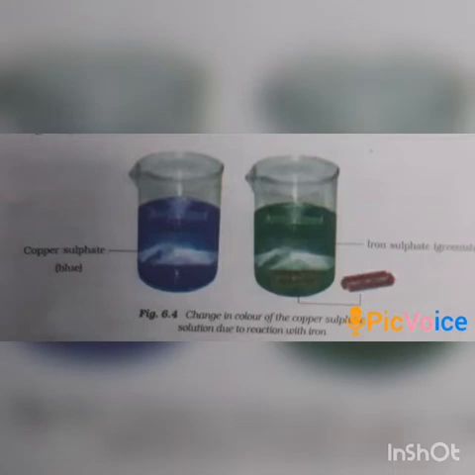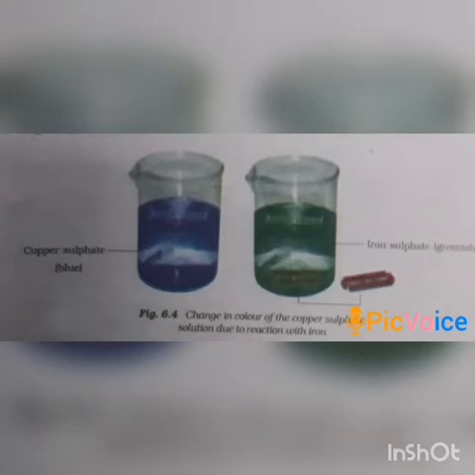Okay, children. There is one activity in your textbook, page number 61, activity 6.7. What's the activity, children? Dissolve about a spoonful of copper sulfate. The other name of copper sulfate is blue vitriol. It's blue colored.